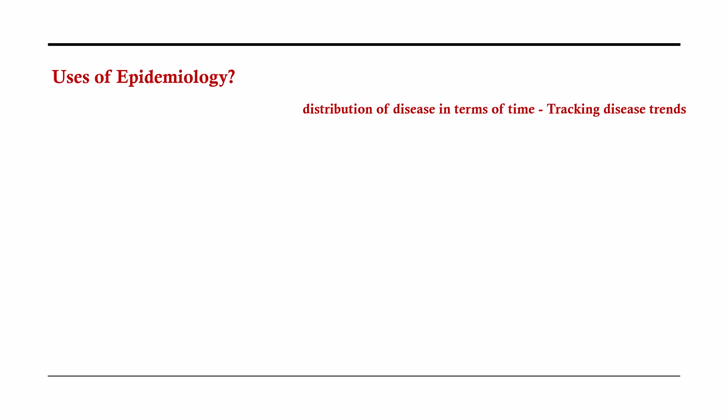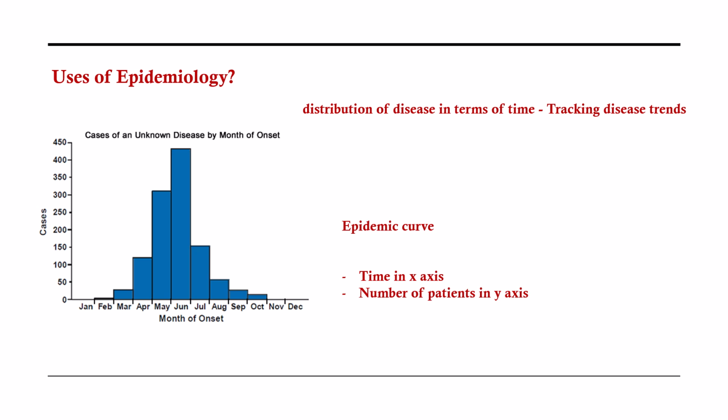Distribution of disease in terms of time, that is tracking disease trends. An epidemic curve is drawn. Time is shown on the x-axis and the number of patients on the y-axis. So we can see one epidemic curve. Month of onset is shown on the x-axis and the number of people who are affected on the y-axis. Cases of an unknown disease by month of onset. This is an example of an epidemic curve. An epidemic curve will help us understand the trend of disease in terms of time, that is tracking of disease trends.